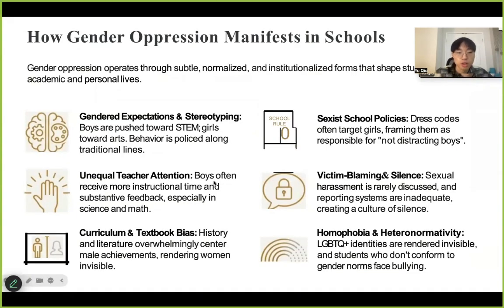Unequal teacher attention: boys often receive more instructional time and substantive feedback, especially in science and math. Curriculum and textbook bias: history and literature overwhelmingly center male achievement, rendering women invisible.